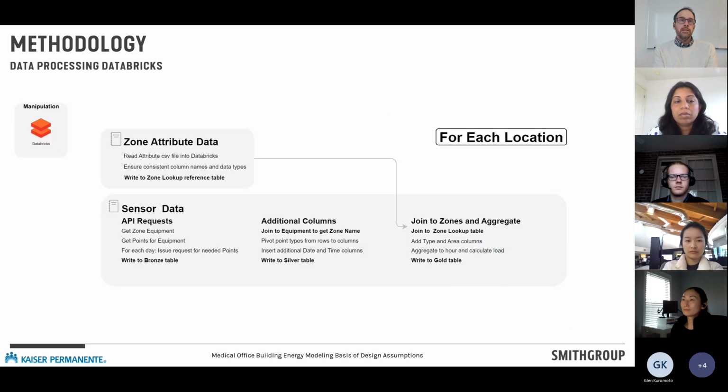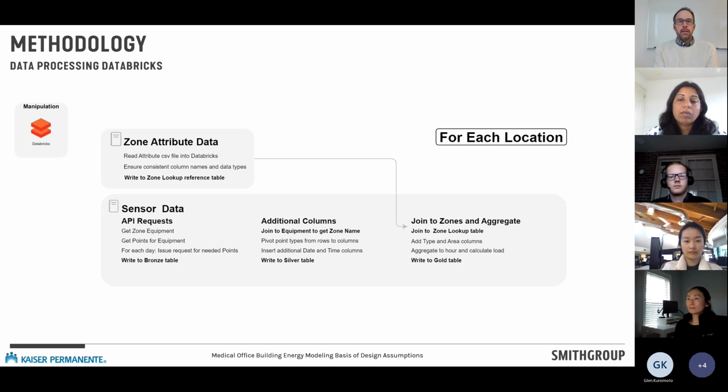So moving on to the next slide, this is a little more in-depth of the process of that manipulation step. So we have the zone attribute data, which we read from the CSV files into Databricks, and we made sure all the data was consistent and created a lookup table that we look at later in the process. But before we do that, we get the sensor data, and we get that using that Clockworks API, progress down through the API hierarchy that I previously showed to get the zones and the points, and then loop over each day and issue a request for each of the needed points for each piece of equipment.